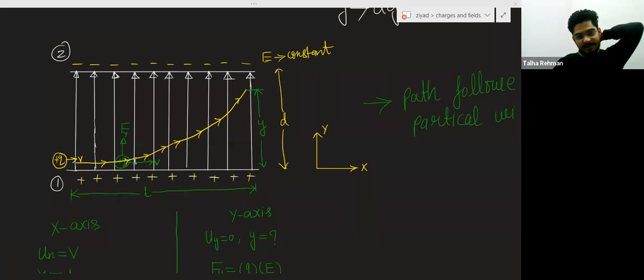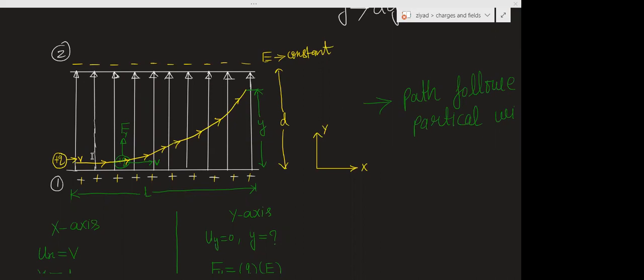Suppose the charged particle follows this path and stops here, covering the distance y, and the length of the plate is given as L. The total distance between the plates is D. Now this becomes a two-dimensional motion. Do you know projectile motion? Matthew, have you heard the name projectile motion? Suppose a ball is thrown from a building.